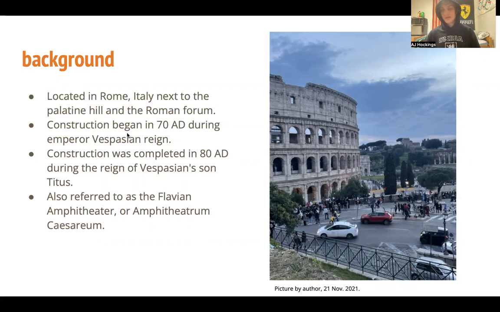The construction of the Colosseum began in around 70 AD during the Emperor Vespasian's reign, and then construction was completed in around 80 AD in Emperor Titus's reign, which is Vespasian's son. The Colosseum is also referred to as the Flavian Amphitheater or the Amphitheatrium Caesareum. It's called the Flavian Amphitheater because it was built during the Flavian dynasty. That's with Vespasian and Titus and his sons.